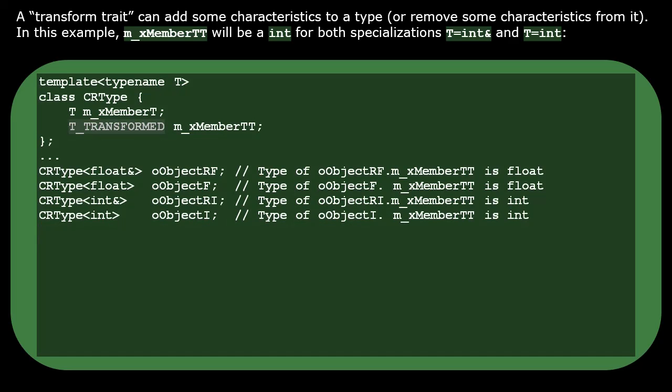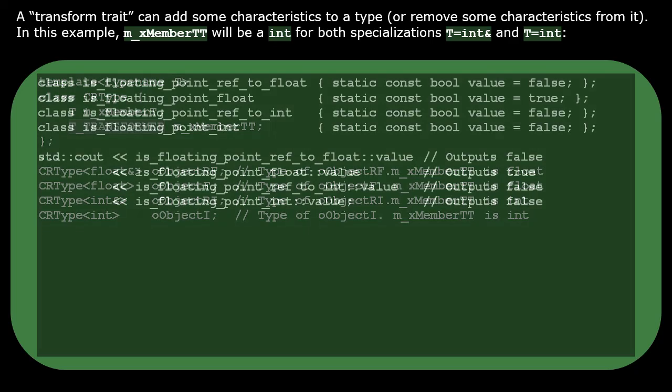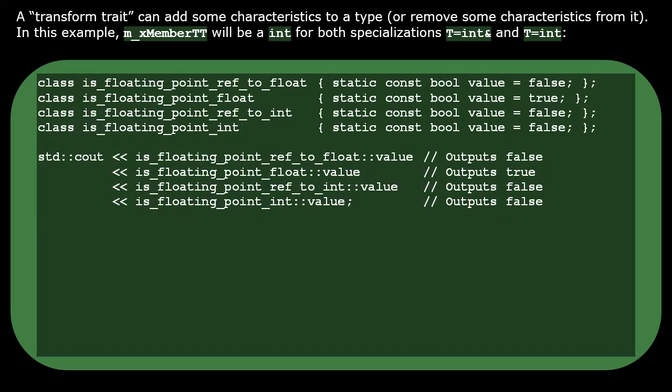But how do we get the compiler to perform that type transformation? It would need to do some processing at compile time based on an input type, the type T. Well, we've already seen something like that before. A predicate trait does processing at compile time based on an input type.